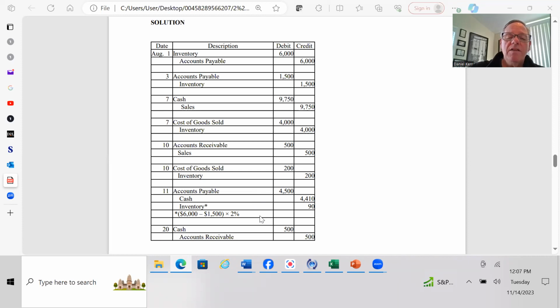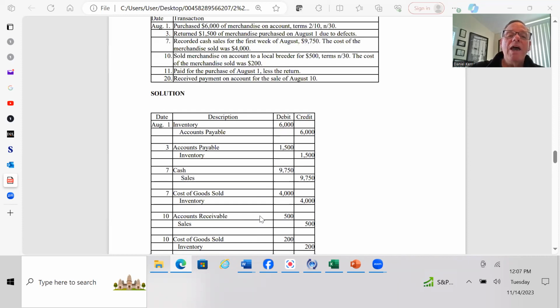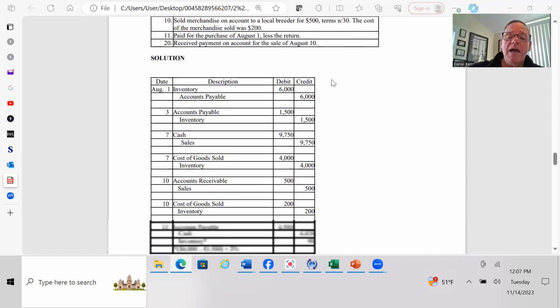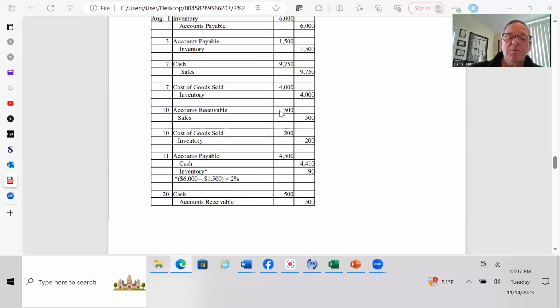And the last one, on the 20th, and a lot of you assumed here that we had a discount on this. It says receive payment on August 10th, but for the sale on August 10th, there was no reference of an early payment discount. So we're going to get back the full $500. So a debit to cash, credit to accounts receivable.